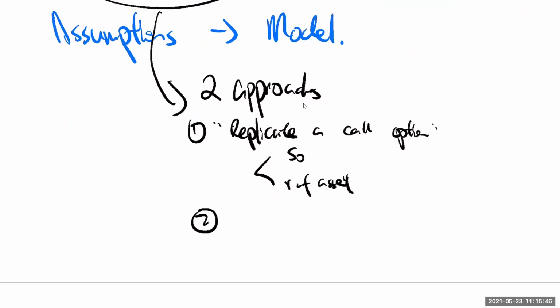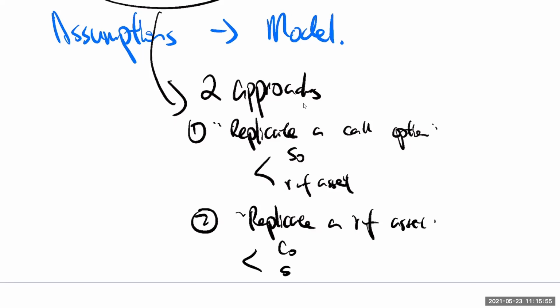Secondly, you can replicate a risk-free asset by taking a call option and the stock price, right? Underlying asset. So in your lecture note, this is what you did, right? Because you create a risk-free strategy to replicate a risk-free asset by taking a position in call option and a stock. Alternatively, you can replicate a call option using that method.